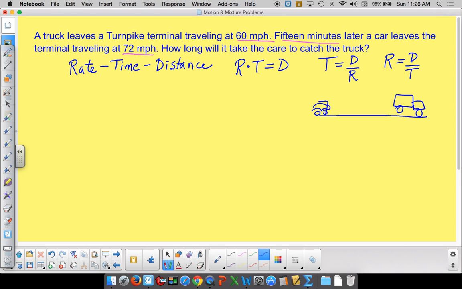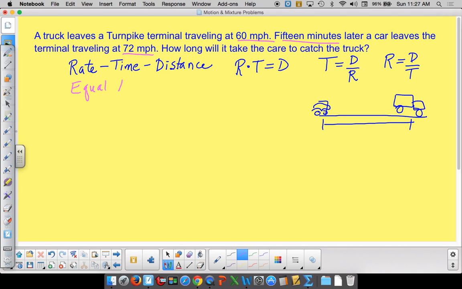Will their travel time be the same? Nope. Will their rates be the same? No, because the car couldn't catch the truck if it was going the same rate. But when the car catches up, wherever that happens to be, their distances will have been the same. So we know in this problem that we are going to have equal distances.